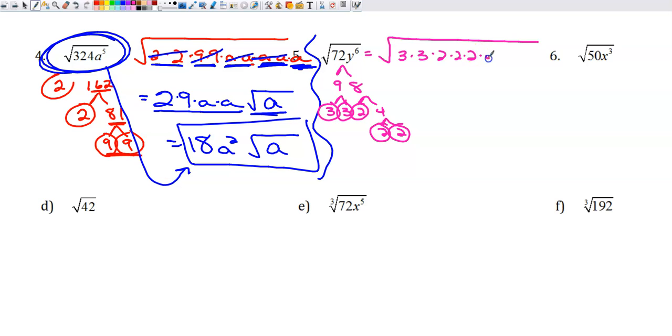And now I have 6 y's. 1, 2, 3, 4, 5, 6. And again, 6 y's from there. Looking for pairs since it's a square root still. 2 3s, 1 dies, 1 set free. 2 2s, even though you got 3 of them, I only need pairs. 1 dies, 1 set free.